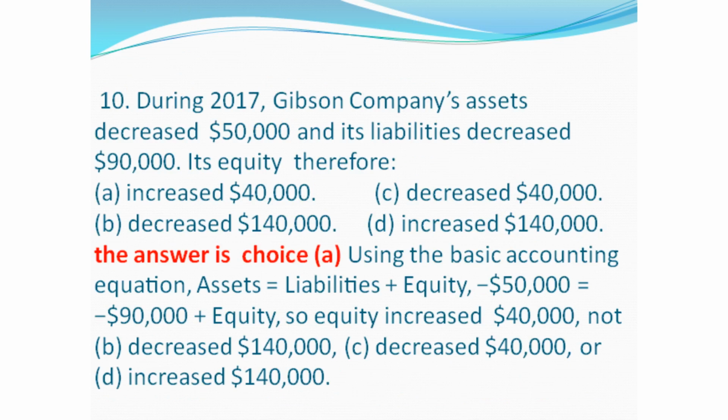10. During 2017, Gibson Company's assets decreased $50,000 and its liabilities decreased $90,000. Its equity therefore A. Increased $40,000. B. Decreased $140,000. C. Decreased $40,000. D. Increased $140,000. The answer is choice A.